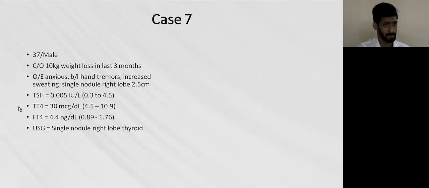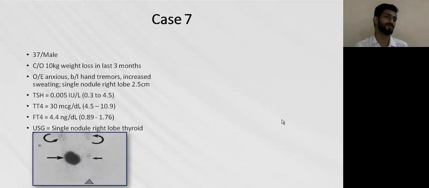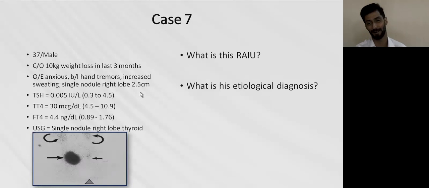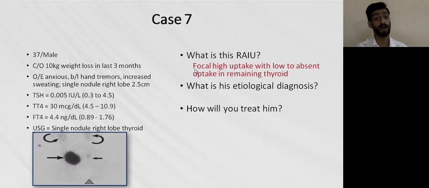Same patient. But again, I'm just changing male, female and all. But it's the same patient, same clinical picture, but on examination has a single nodule in the right lobe. Reports are exactly same. Thyrotoxic, hyperthyroid. Ultrasound I did because there is a single nodule, which is showing a single nodule in the right thyroid lobe. Then obviously I have to do my uptake study. So uptake study is showing this. Becoming very easy. Correct. Very good. So this is showing focal high uptake with low to absent uptake in the remaining thyroid.